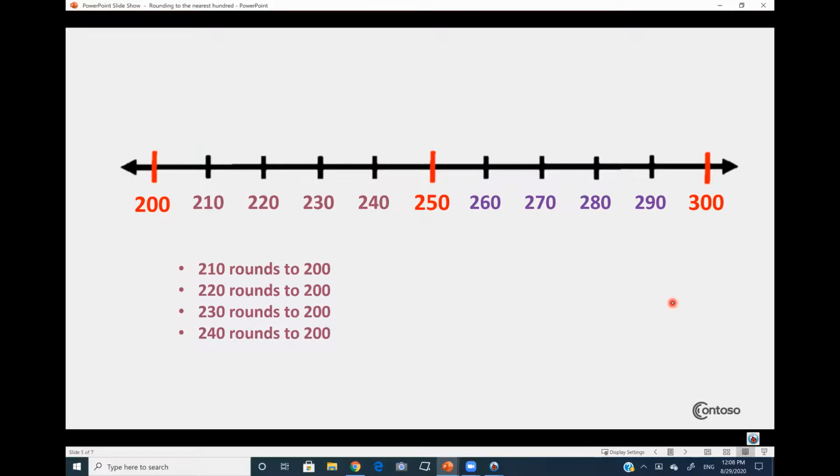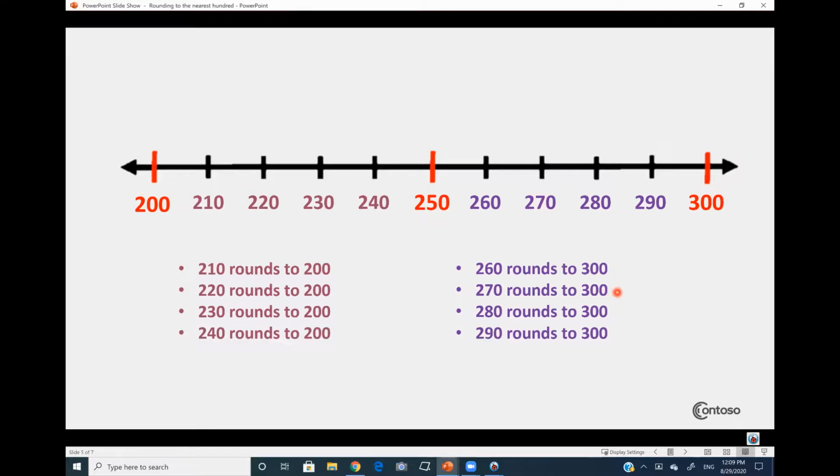Now, let's do the same with the little dog. The little dog is closer to 300 than to 200, so I can tell that 260 rounds to 300. 270 is going to do the same. 280 is going to do the same. 290 is going to round to 300.